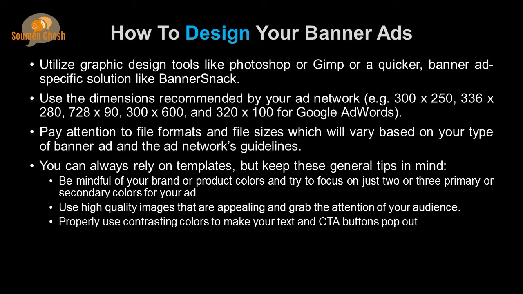Ensure you properly use contrasting colors to make your text, CTAs, and buttons pop out. For example, it would be silly to put white button text on a yellow button on a light orange background. A lot of this is common sense. If it doesn't pop out for you, it probably won't pop out for your audience. Also, be sure to balance main ideas and empty space. Jamming too much imagery and text into a banner ad can be counterproductive.